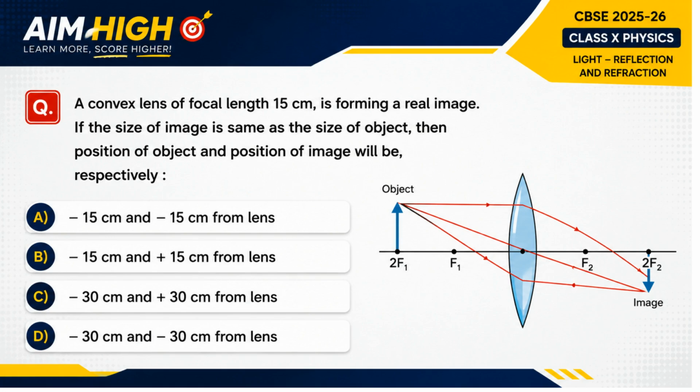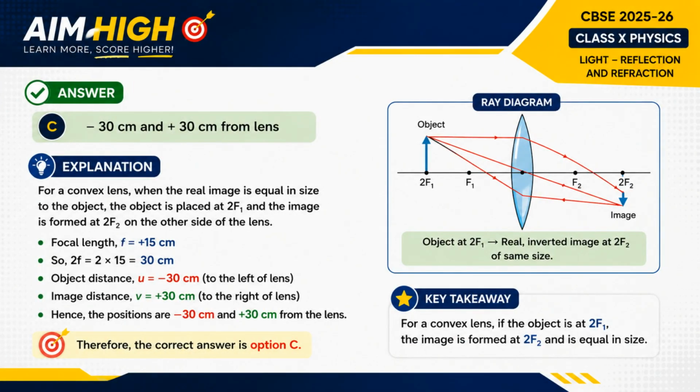Let's check the correct answer. The correct answer is C, i.e. minus 30 centimeters and plus 30 centimeters from lens. For a convex lens, when a real image the same size as the object is formed, the object is placed at 2 times the focal length, or 30 centimeters from the lens. The image is then formed at the same distance on the other side.